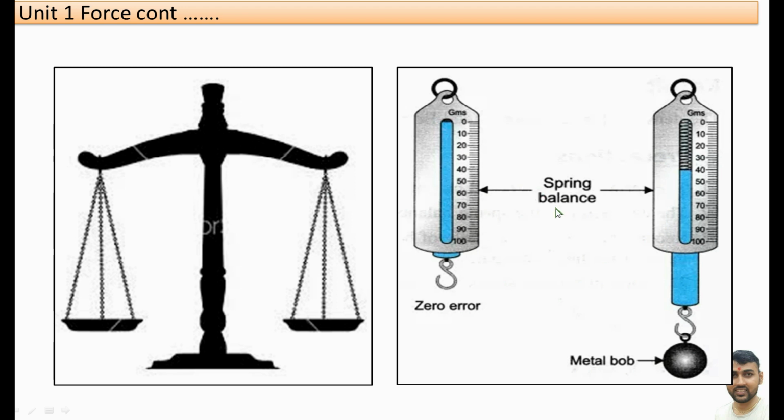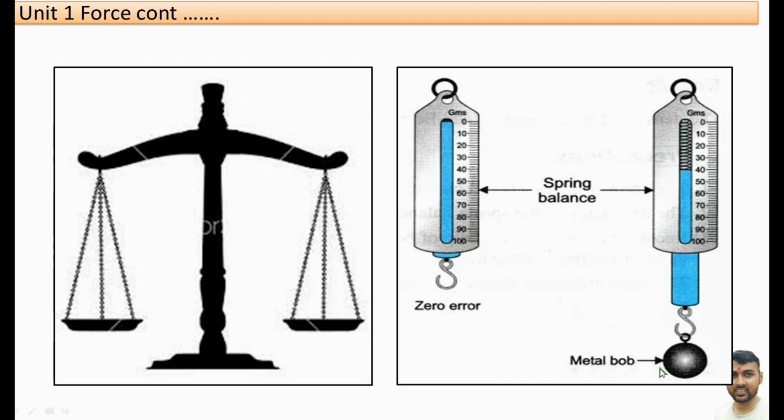We know that beam balance is used to measure the mass of the body, and spring balance is used to measure the weight of the body. In case of beam balance, one standard mass is taken in one pan, and the object whose mass is going to be measured should be kept in the other pan. In this way we can measure the mass with the beam balance.